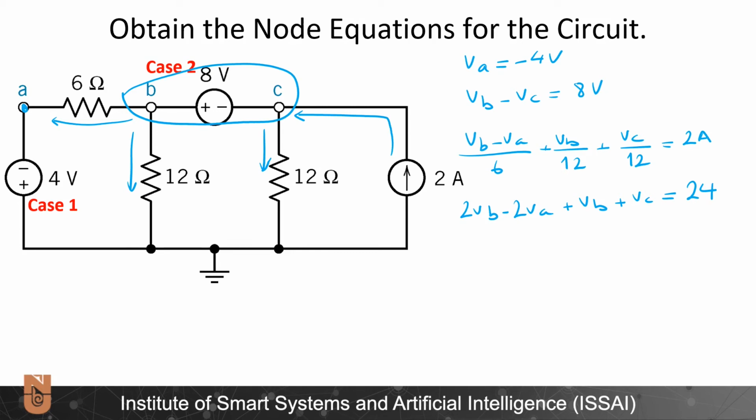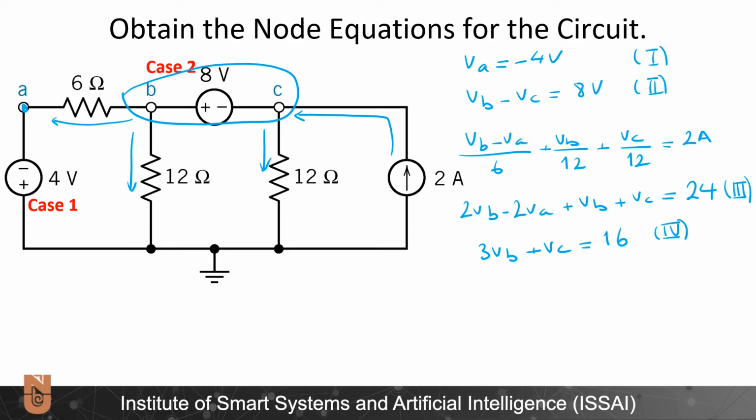And I can write this as equation 1, this is equation 2, and this is equation 3. And I can plug in VA is equal to minus 4 volts to this equation, and I will end up with 3VB plus VC is equal to 2VA is minus 8, so it will be equal to 16. And this will be my fourth equation.